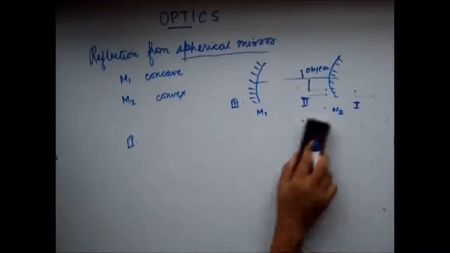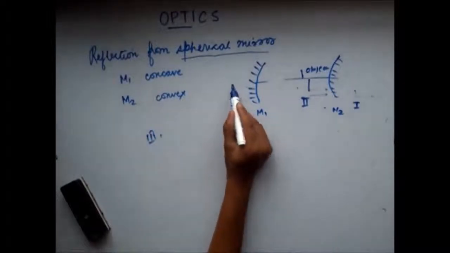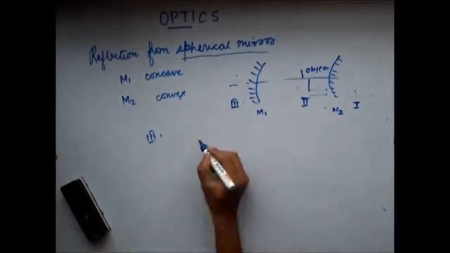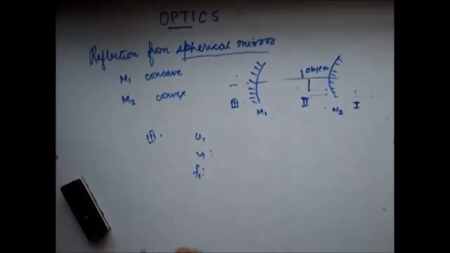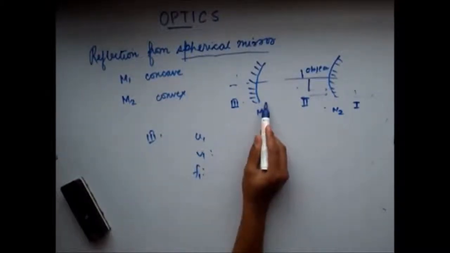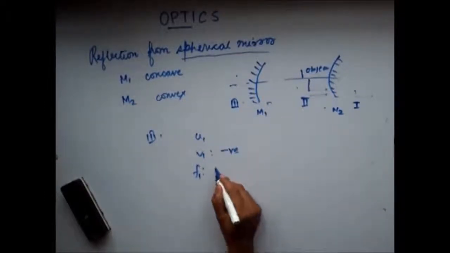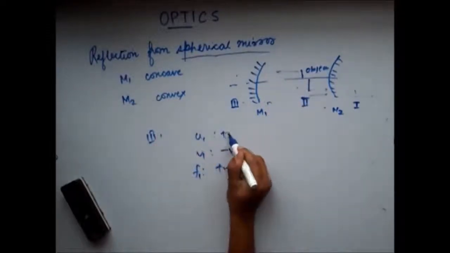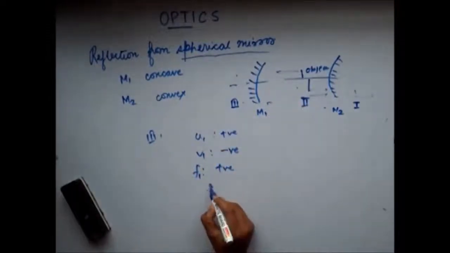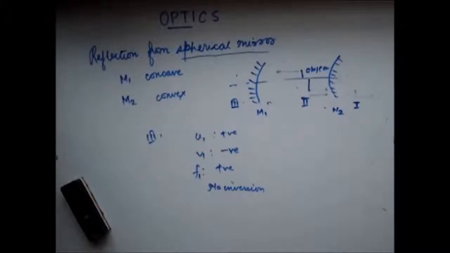Now let's take the third case. Third case, when the intermediate image is formed here. That means this is my real space for this one. So the image is formed in the virtual space, so it's negative. Focal length is positive. What is U1? Same direction as the incident ray, so it's positive. And there's no inversion taking place, because you know that when a virtual image is formed by the concave mirror, there is no inversion.